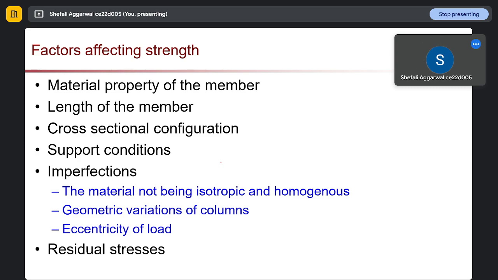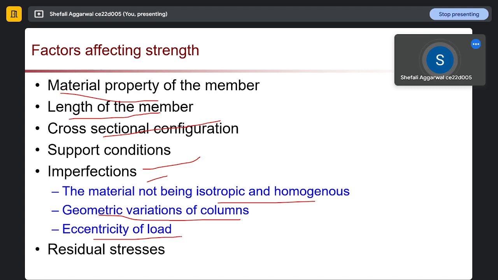So what are the factors which are affecting our strength? First is the material property of the member, what type of material we are using, and next is the length of the member, cross-sectional configuration, support condition, and imperfections. So what are imperfections? First thing is we are assuming our material is homogeneous and isotropic, which it may not be. Second thing is geometrical variation of columns. Third thing is eccentricity of load. And the last factor which is affecting strength is the residual stresses in our column section.